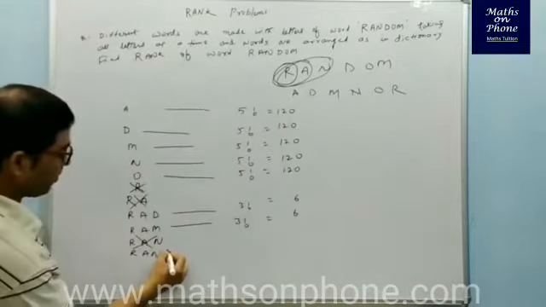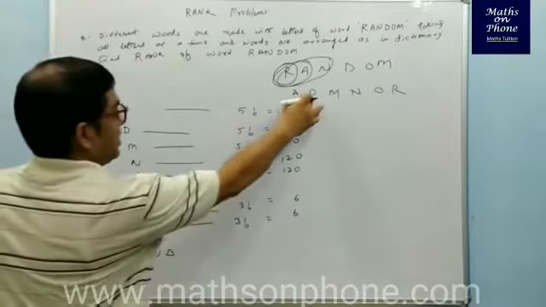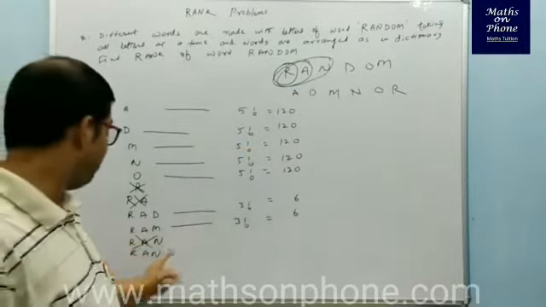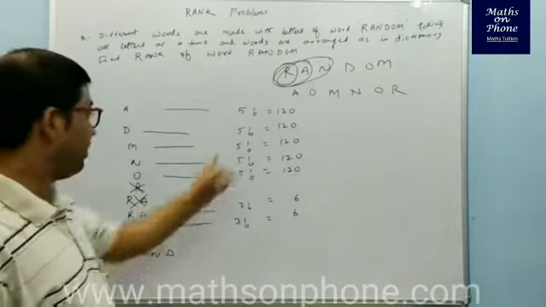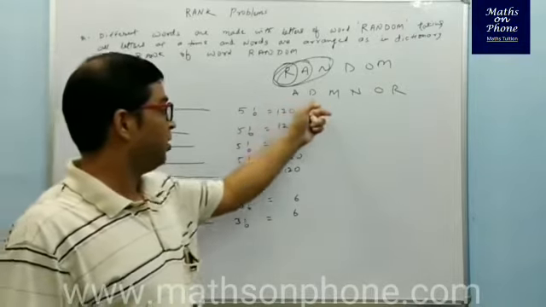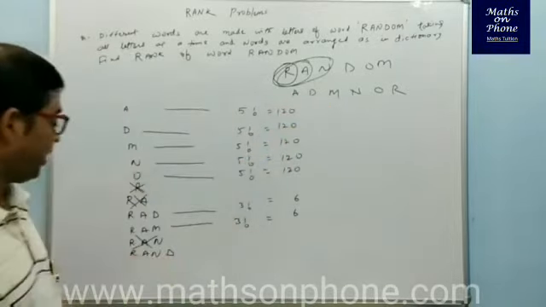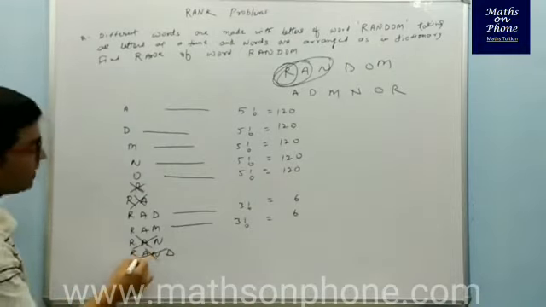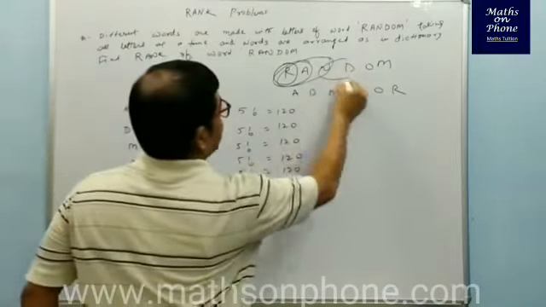and then D. The first letter is D here according to alphabetical order. Why? Because A we have used, and the letter which is coming in this order, D is coming here. That is the actual. So this will be cancelled. So now D is over.